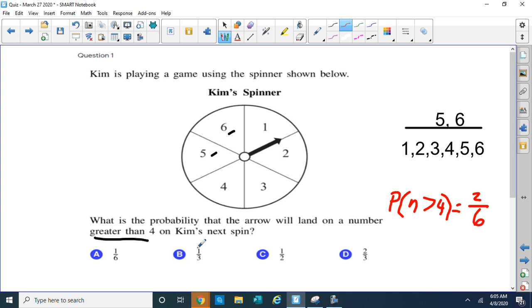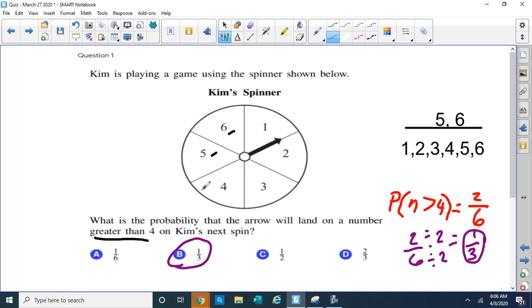Now I'm looking here and I don't see that. I see 1 out of 6, but I don't see 2 out of 6. So probably what they did was reduce it down to a lower term. So let's look at the numbers that we have here, 2 and 6. We can reduce that by dividing both of those by the number 2. If we divide 2 by 2, we get 1. If we divide 6 by 2, we get 3. So that would be our answer in simplest terms. So our answer would be choice B, 1/3.